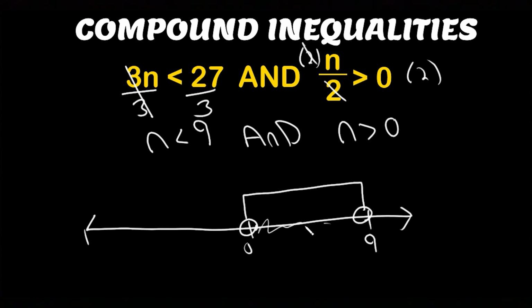That's going to be this region and here, right? And so that's how you would graph a conjunction, an inequality dealing with and. Let's go ahead and try another example.